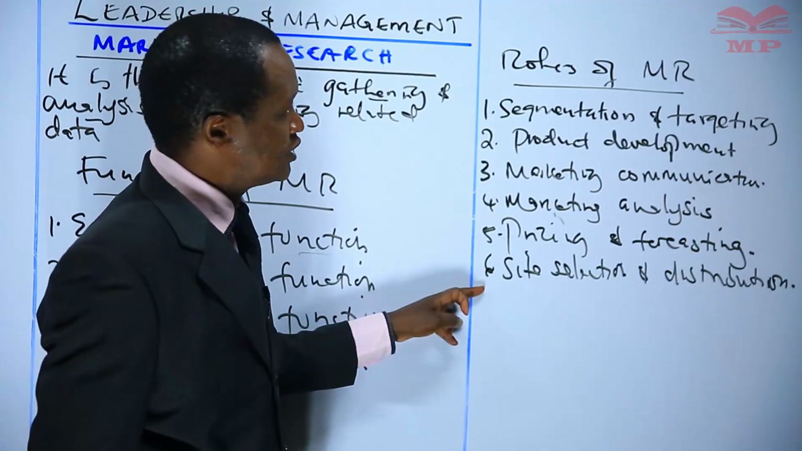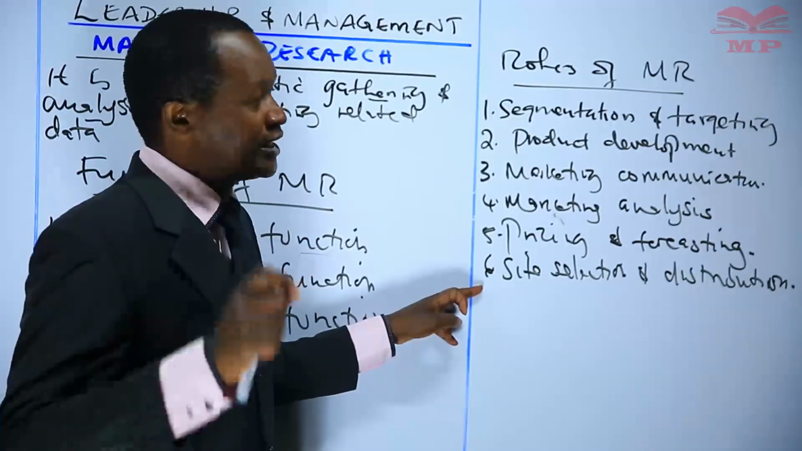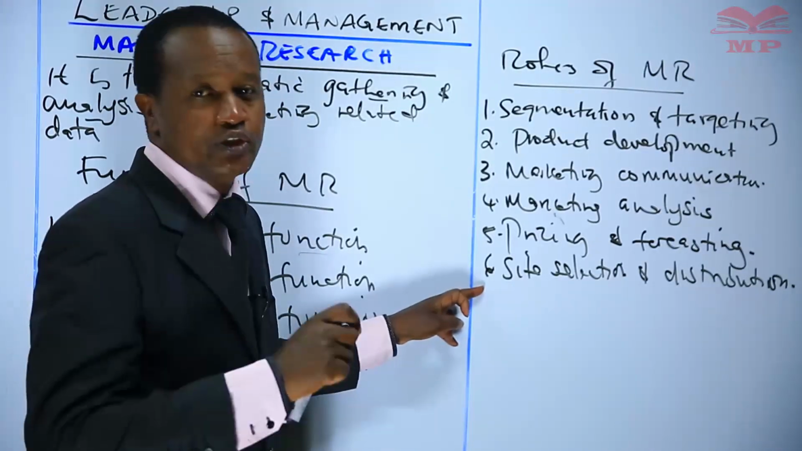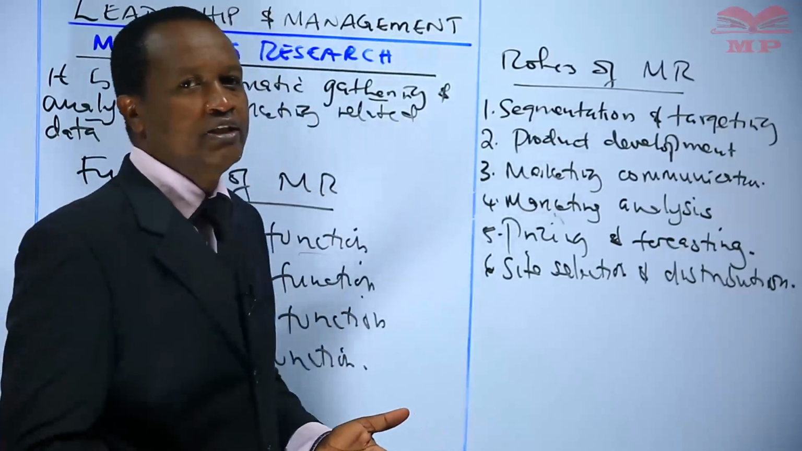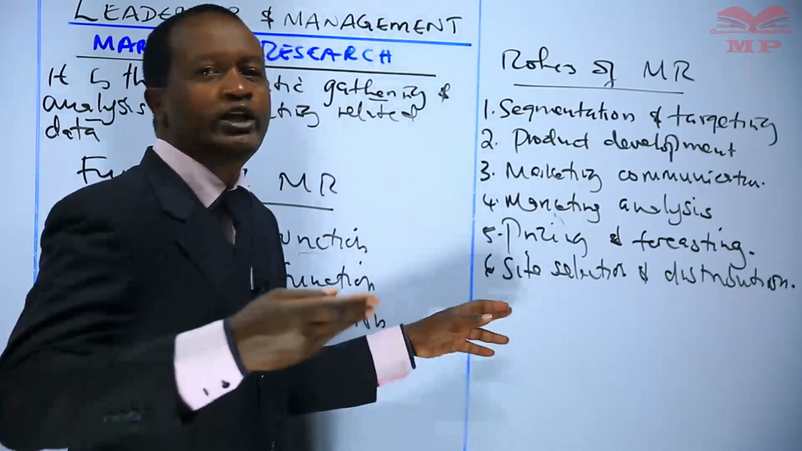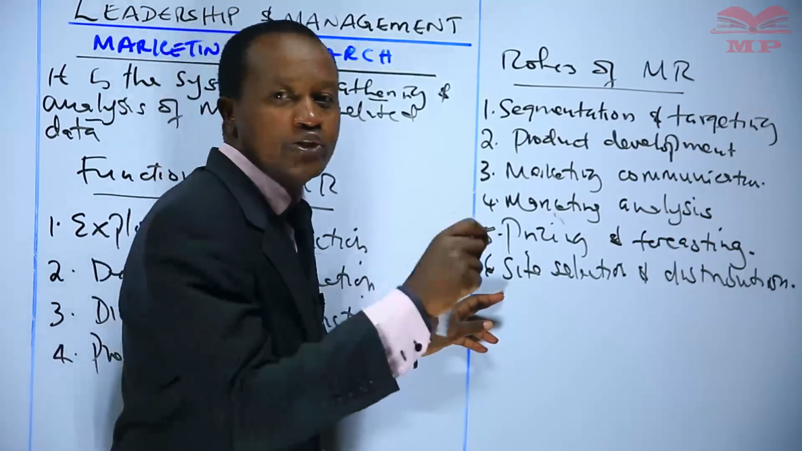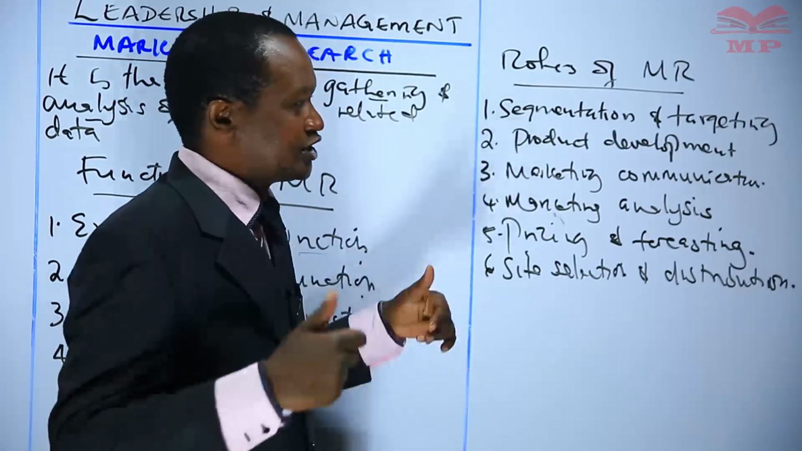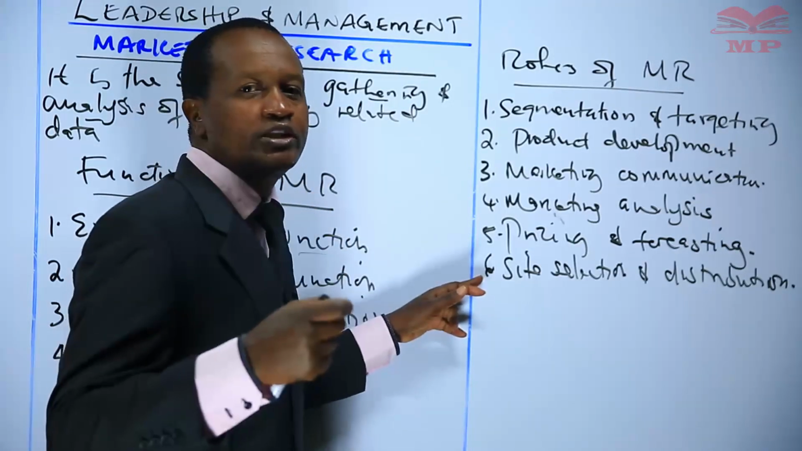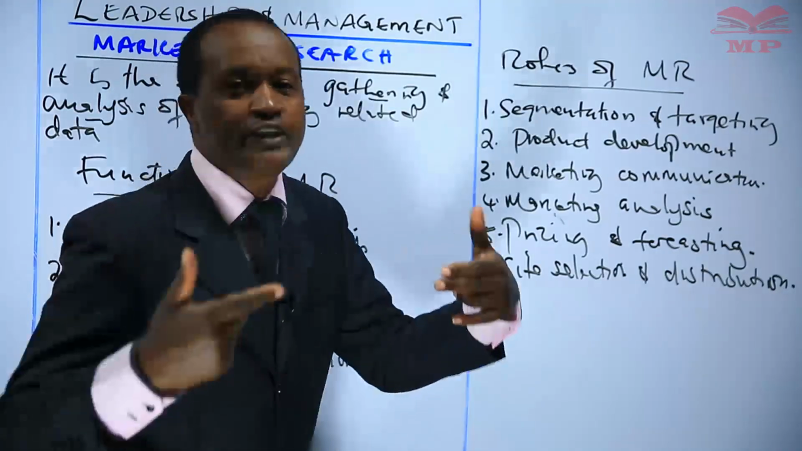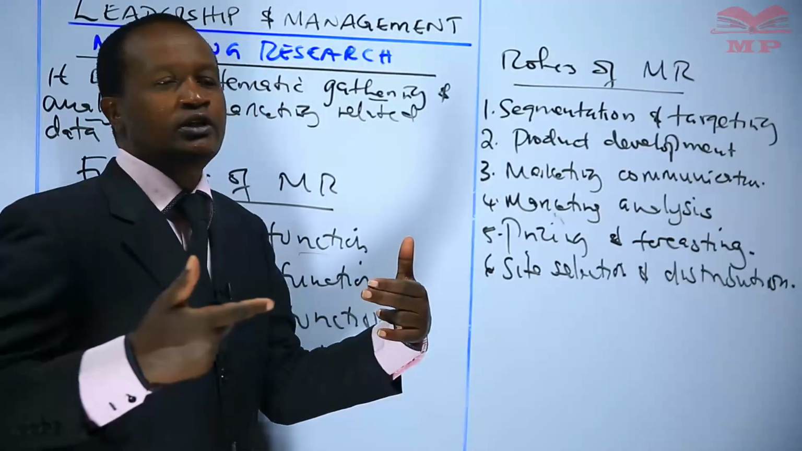Now, candidates, before I discuss the roles of marketing research, it's important to note that the primary objective of conducting marketing research is to support marketing decisions. And we know that managers will never have perfect knowledge. As a result, there will always be some uncertainty in choosing a course of action. But through marketing research, the amount of uncertainty can be reduced, allowing the managers to be more confident of the best decision that should be taken.